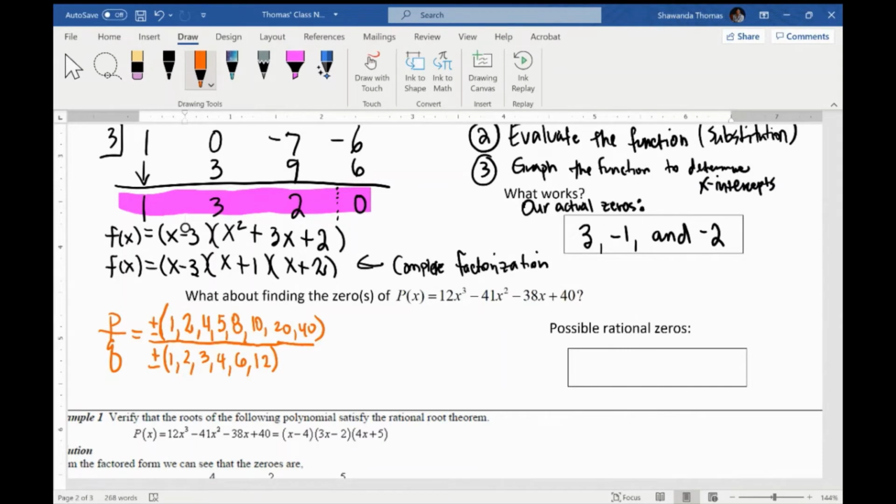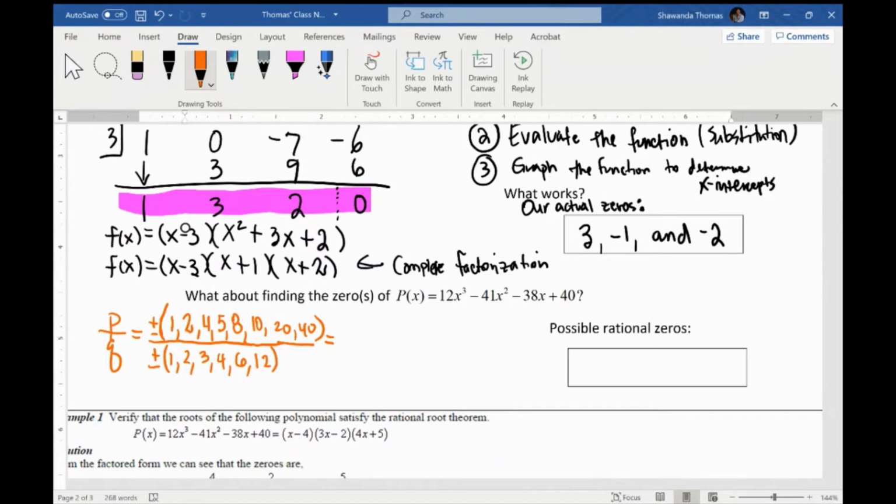Guess what? This is where it gets really crazy. We got to divide each P by each Q. But here's what we're going to make sure we do: not repeat the same possible zero. If it's already in our list, we do not repeat that zero.